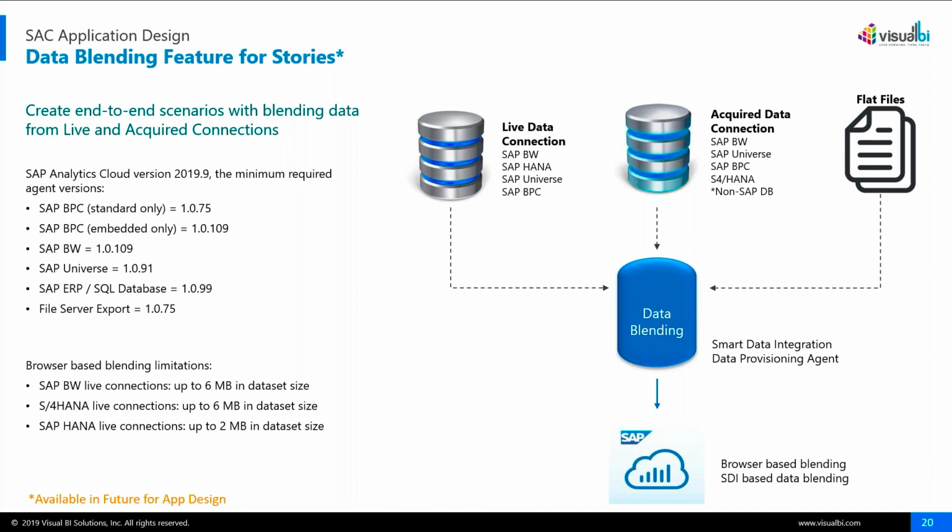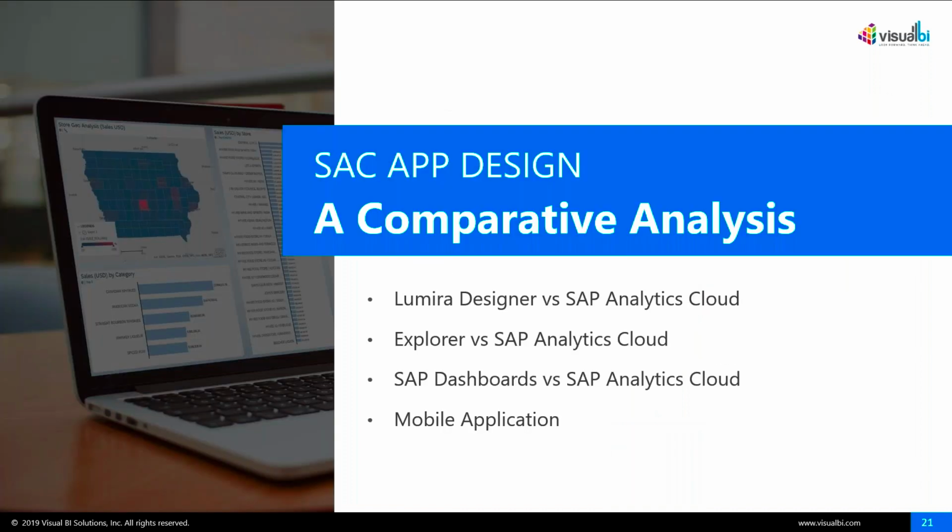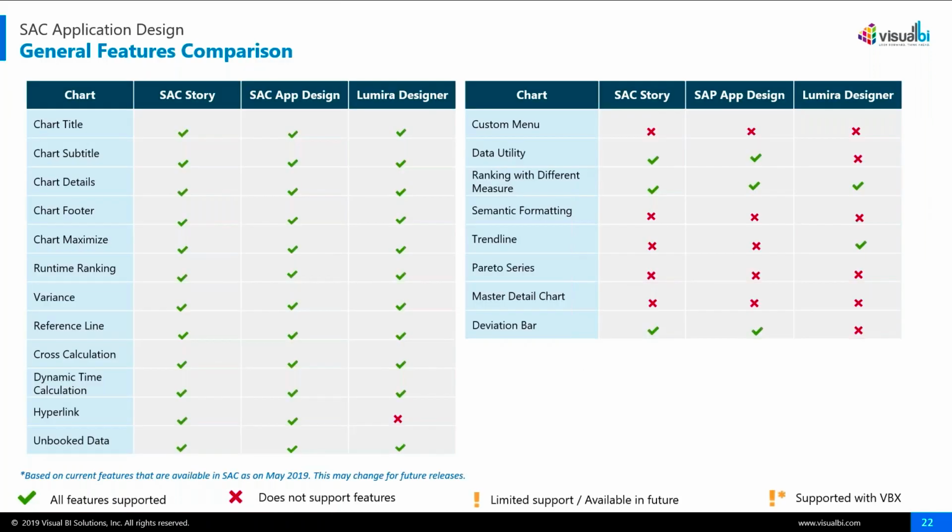So now we have pretty much come to the end of the connectivity. I'll be switching into the comparative analysis, where we'll be placing SAP Analytics Cloud, the App Design module, along with Lumira Designer, Explorer, and maybe even legacy applications like Excelsius or Lumira Designer, what we have in hand. So now I'm comparing the general features of what we have in a SAC story, which is primarily meant for self-service exploration, which cannot have the flexibility for using custom applications.